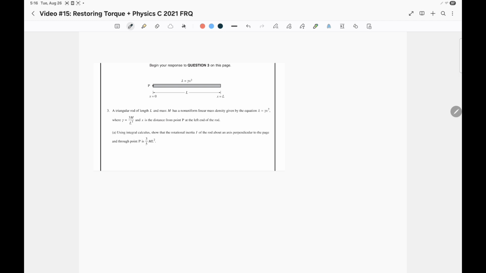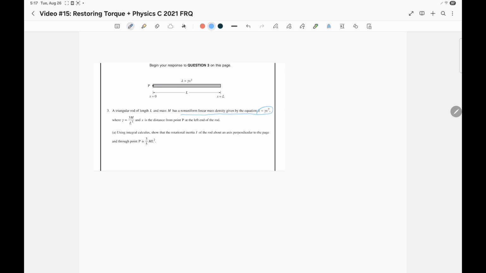Number 3: a triangular rod of length L and mass M has a non-uniform, that's important, linear mass density given by the equation lambda equals alpha x squared, where alpha equals 3M over L cubed, and x is the distance from point P at the left end of the rod. Using integral calculus, show that the rotational inertia of the rod about an axis perpendicular to the page and through the point P is 3/5 ML squared. Don't worry about the perpendicular part, it might be hard to imagine.